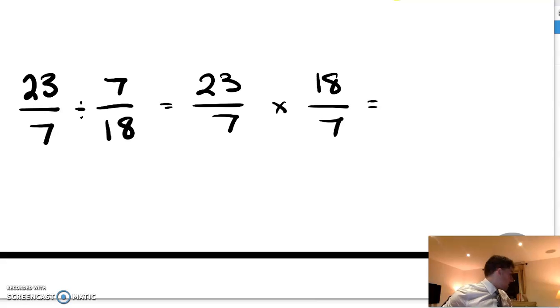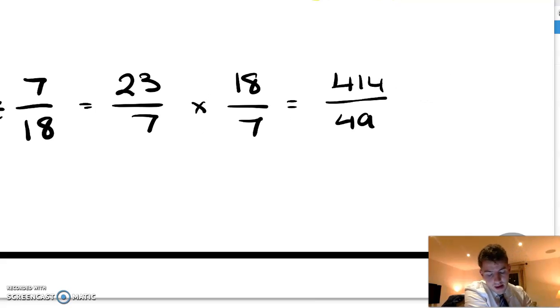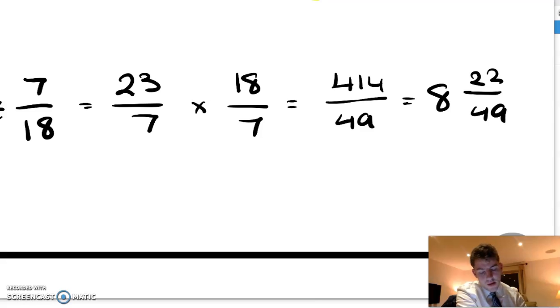So you're going to want to grab a calculator for this one. 23 times 18 gives us 414 over 49, and we can convert that to a mixed number, just good practice, which equals 8 22/49. There you are.